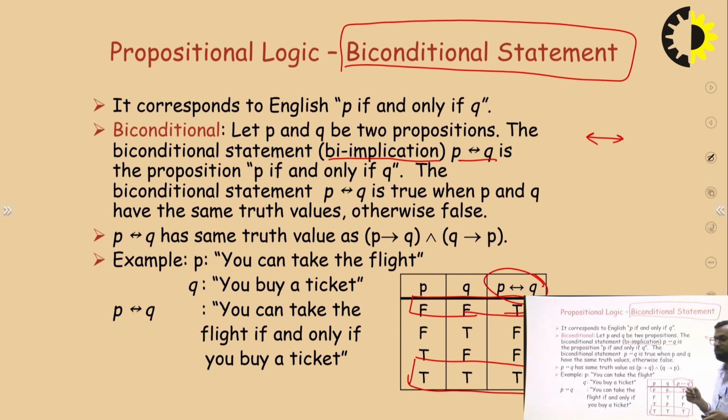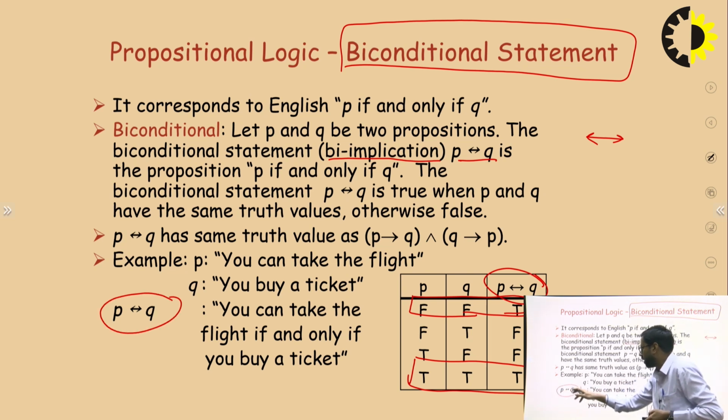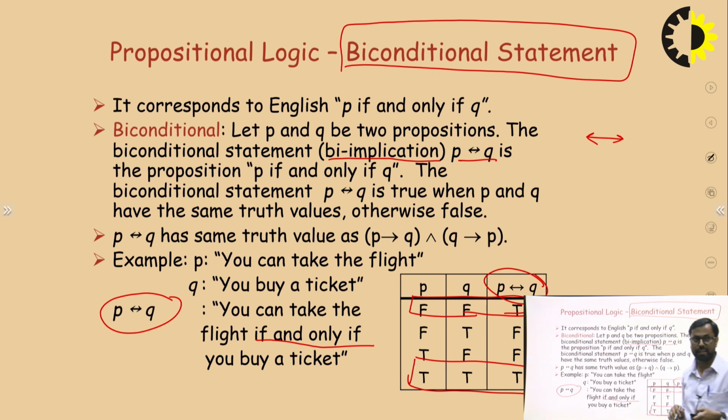And how can we apply it? Let's suppose the predicate P is the statement "you can take the flight", and the other predicate Q is "you buy a ticket". So P biconditional Q means: you can take the flight if and only if you buy a ticket. This is the biconditional statement.